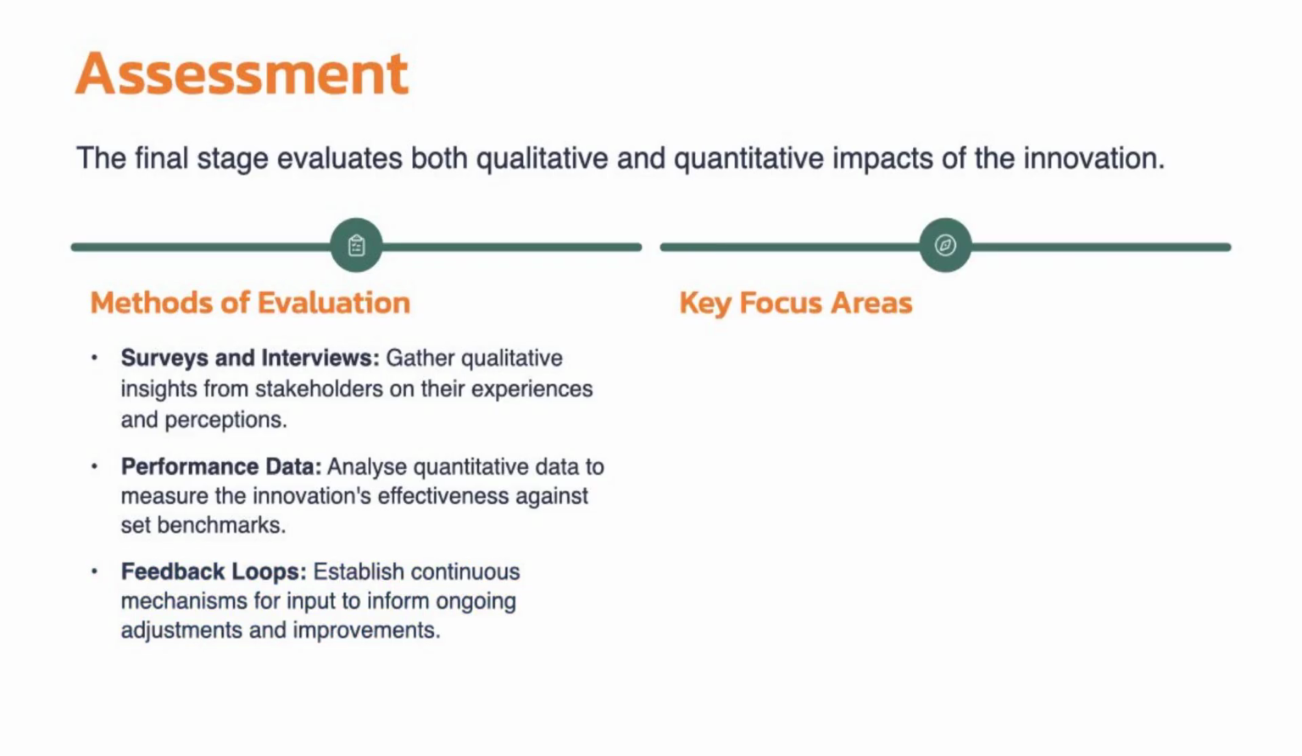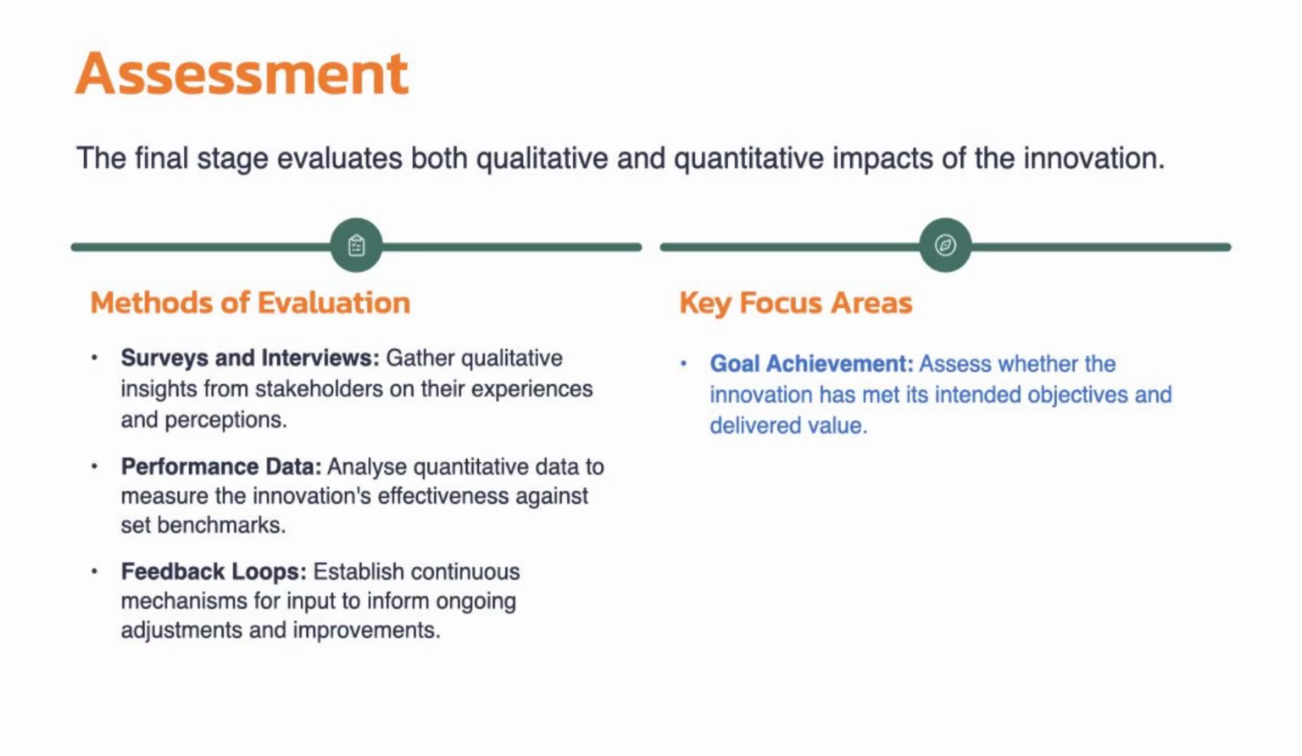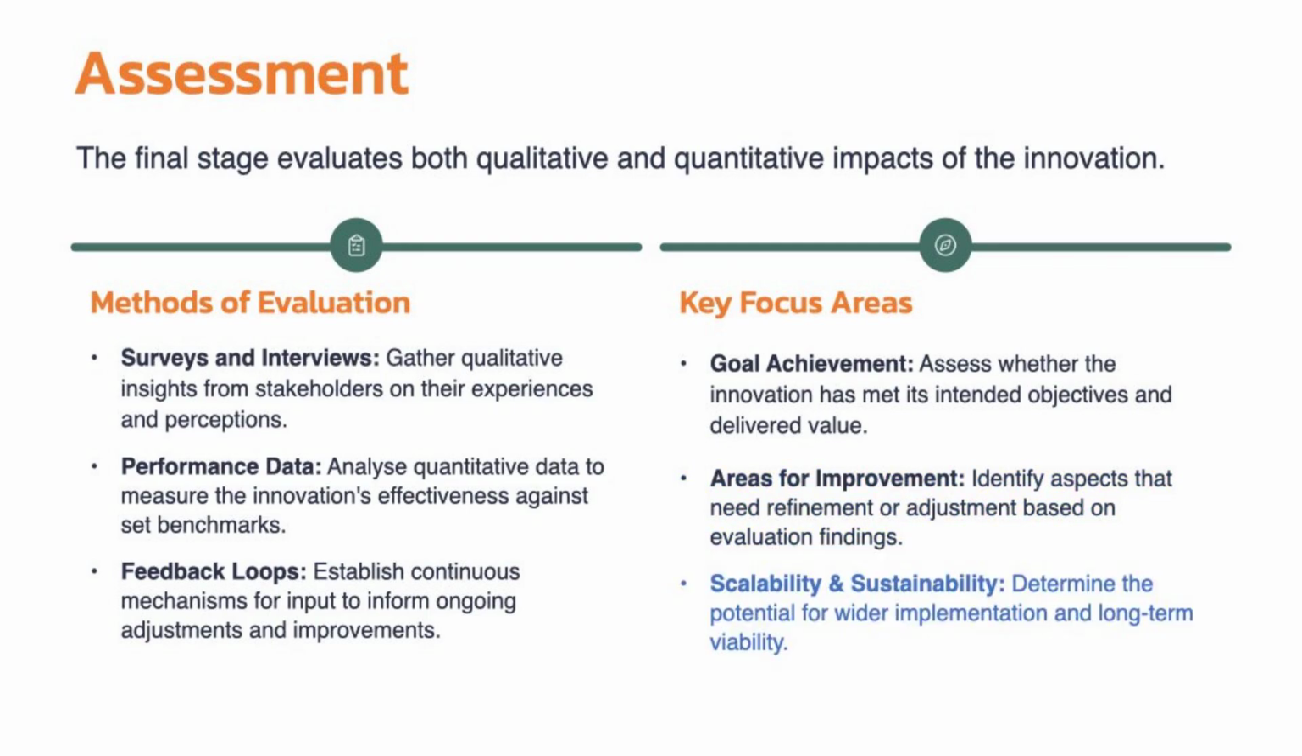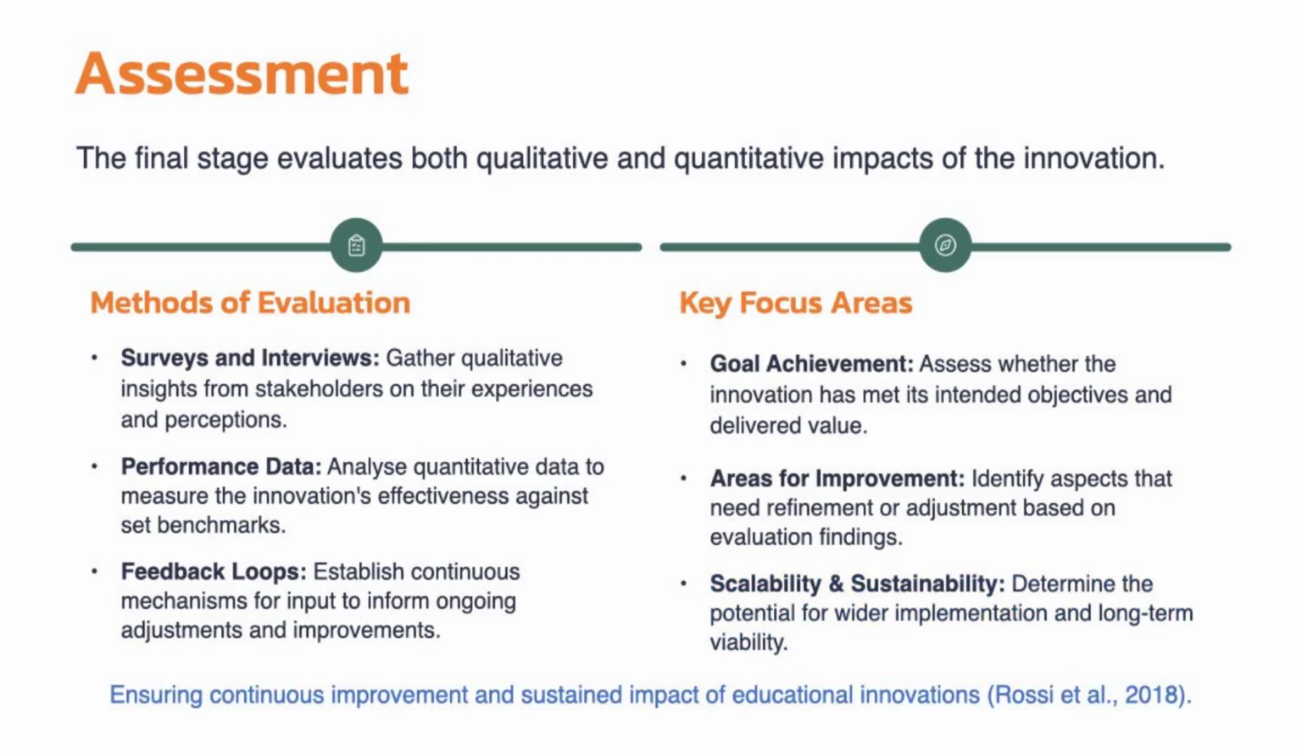Next, we focus on 3 key areas. Goal achievement. Did the innovation meet its goals? Areas for improvement. What still needs to be fixed or adjusted? Scalability and sustainability. Can it be expanded and sustained over time? According to Rossi et al., 2018, continuous assessment ensures sustainable innovation and long-term impact. So remember, innovation doesn't end when it's implemented. It ends when it's evaluated, refined, and ready to grow.